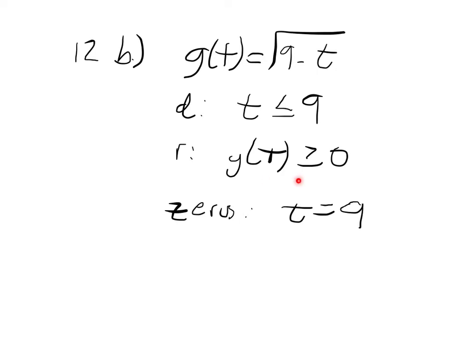So my output is g of t is greater than or equal to 0. When does this function equal 0? When is my output 0? When the square root of 9 minus t is 0, and that occurs when t is 9.